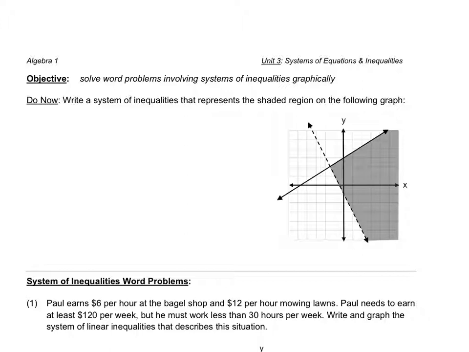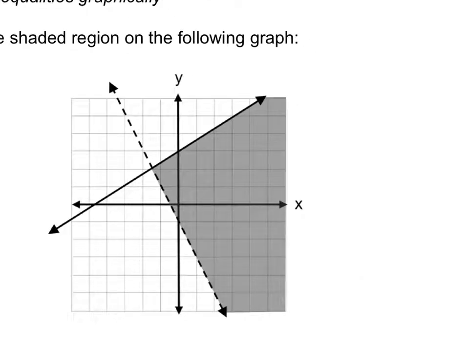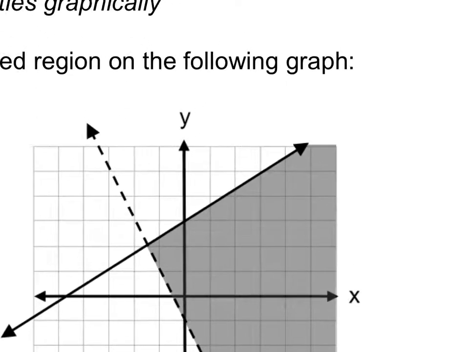All right, so write the system of inequalities that represents the shaded region on the following graph. Now, if you did the IXL work, this kind of problem isn't really foreign to you. So I want to write the equation of each line, which means I need two pieces of information: a slope and a y-intercept. So I'm going to look at the graphs and identify a y-intercept and then a noticeable slope.